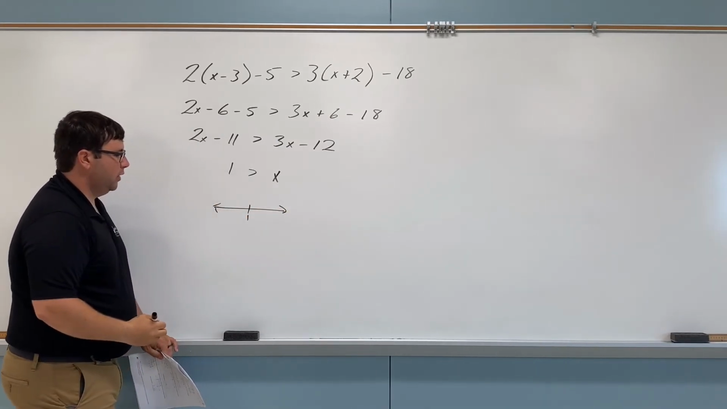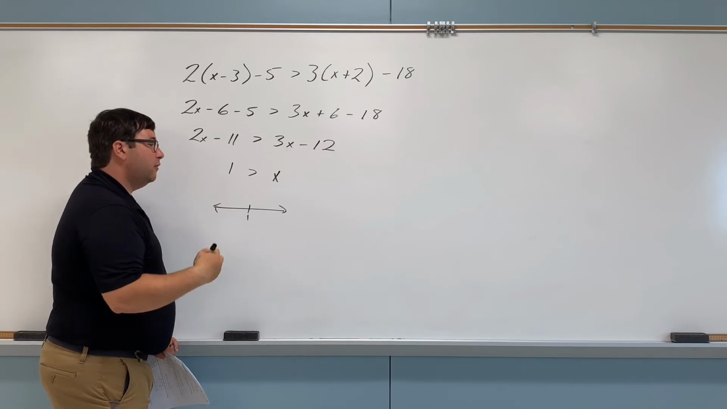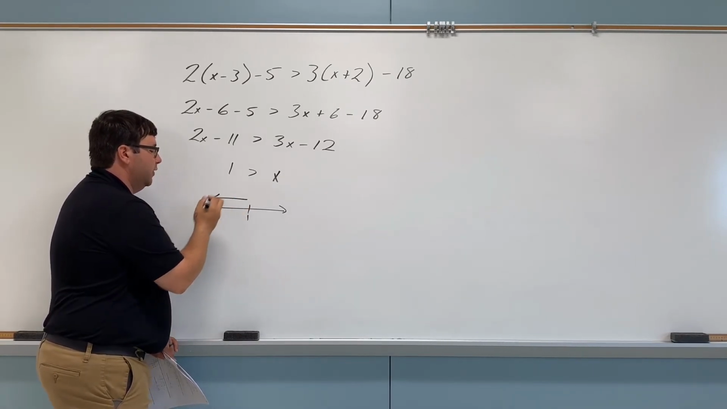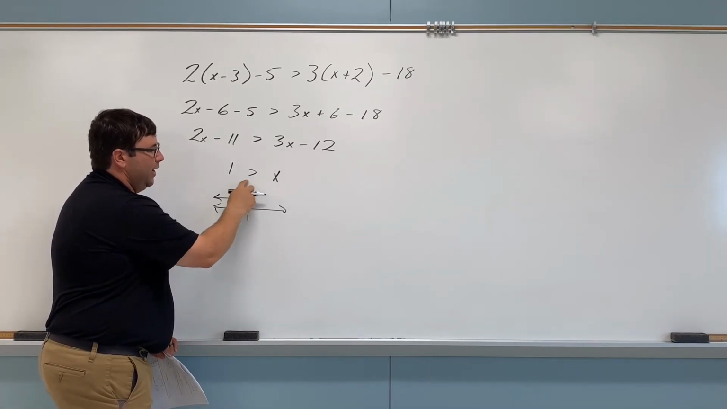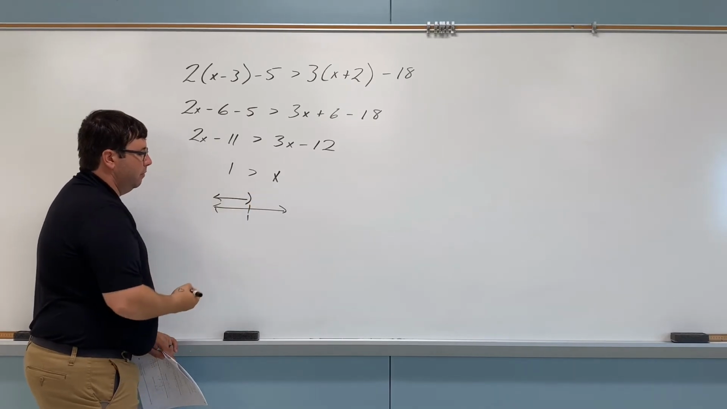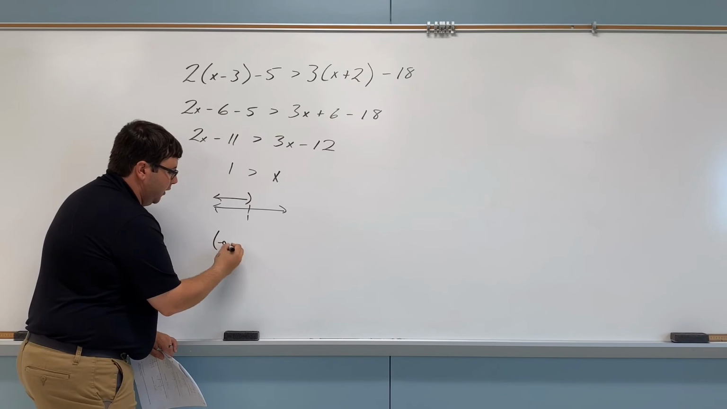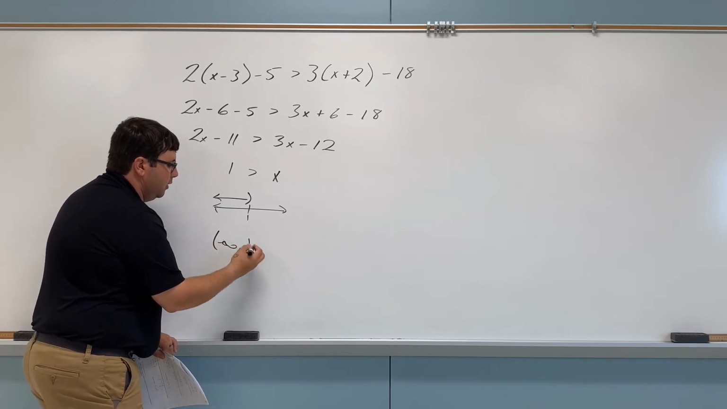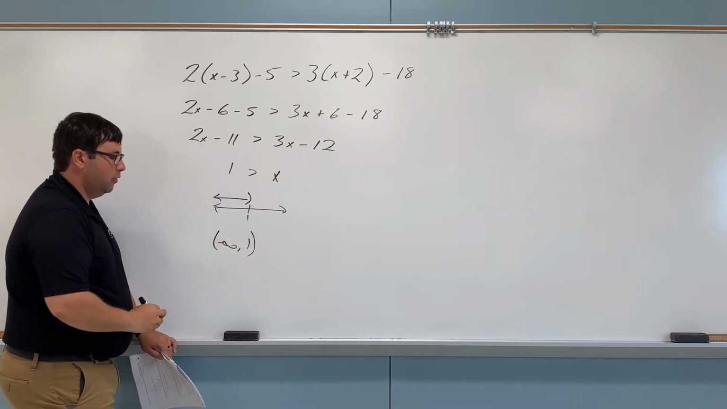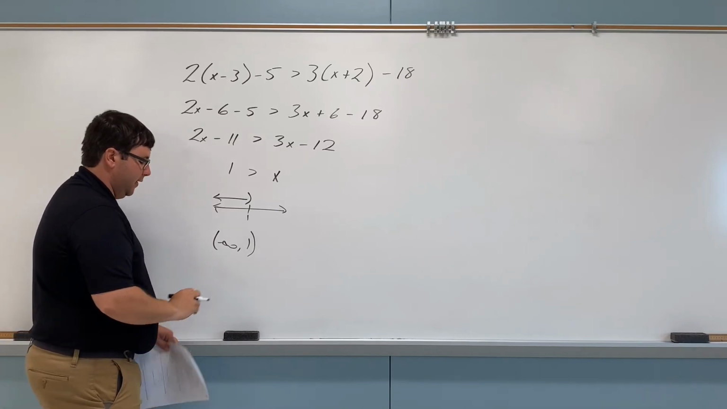Value of interest is 1. X is on the lesser side, which is over here. It cannot be included, so I use a parenthesis. My interval notation goes from negative infinity to 1. 1 is not included, therefore it has a parenthesis.